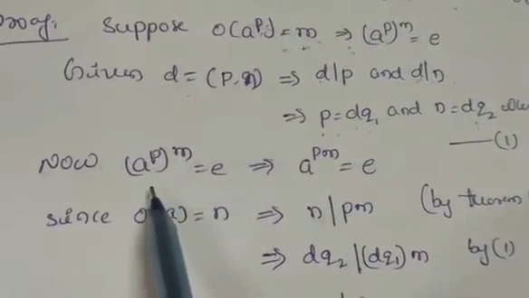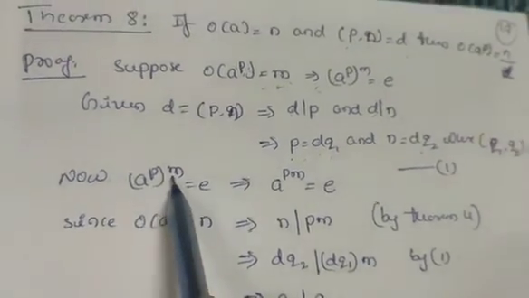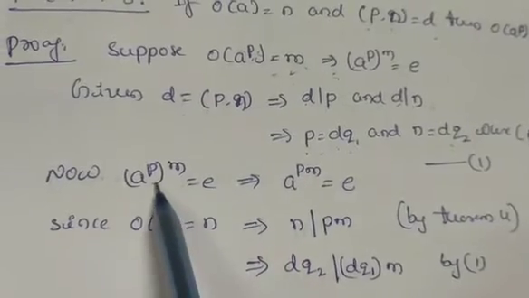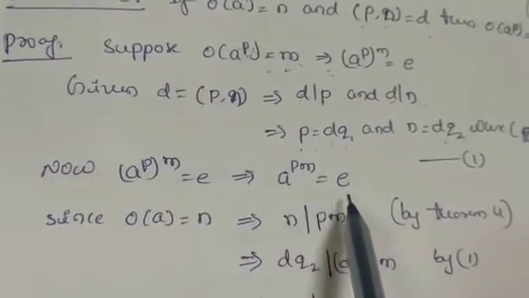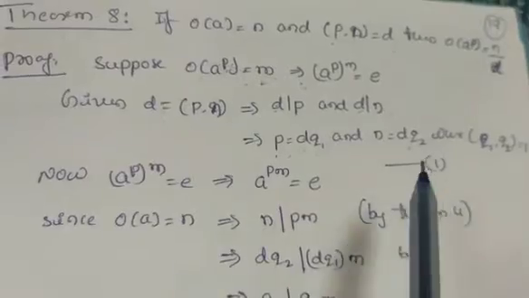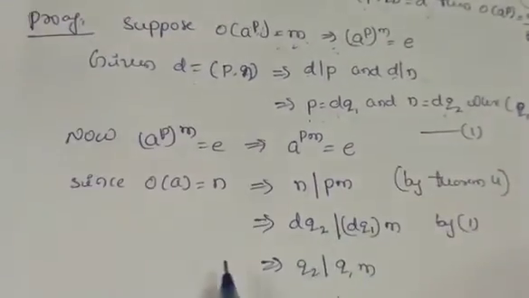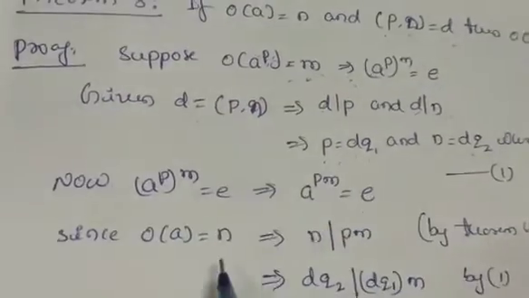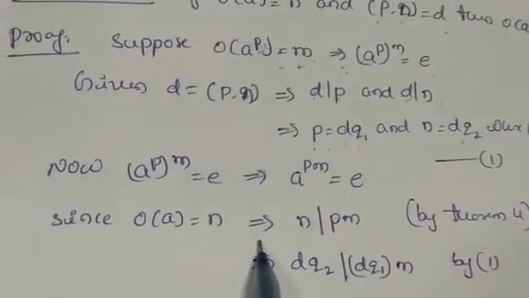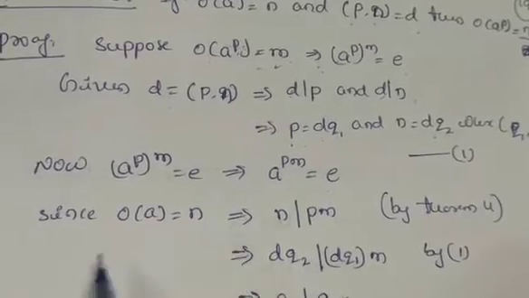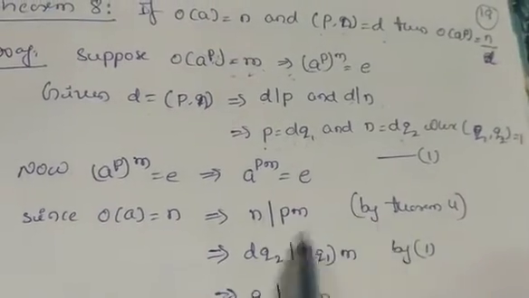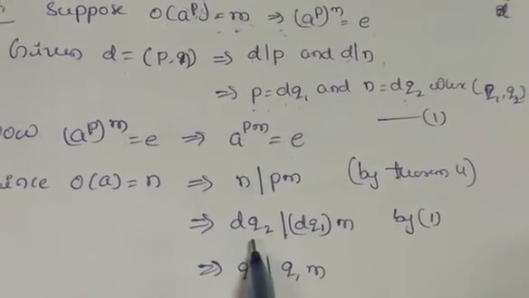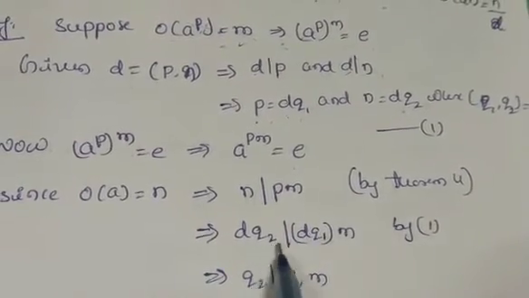Now here it is given a to the power of p whole raised to m is equals to e we have taken here. Then this implies a to the power of, we can multiply these two, p into m is equals to e. Take this one as equation number 1. Since here again the order of a is n, it is given order of a is equals to n. This implies, from the previous theorem we have studied, n divides p m.